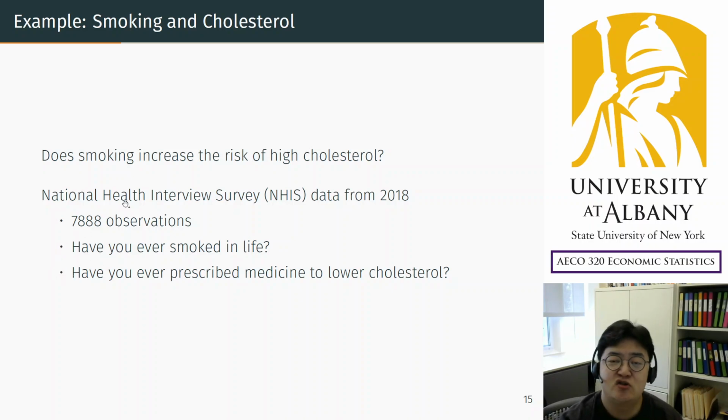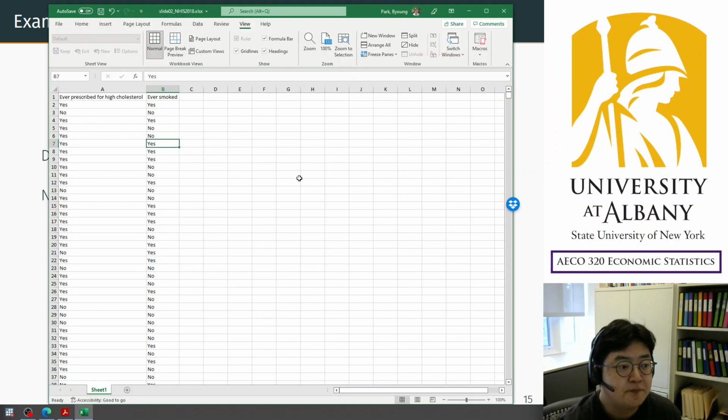I take only two variables from the website, and the two variables are about smoking and whether a person is prescribed medicine to lower cholesterol. So basically, diagnosis for high cholesterol. So I will show you the data. I'm going to upload this data with the slides.